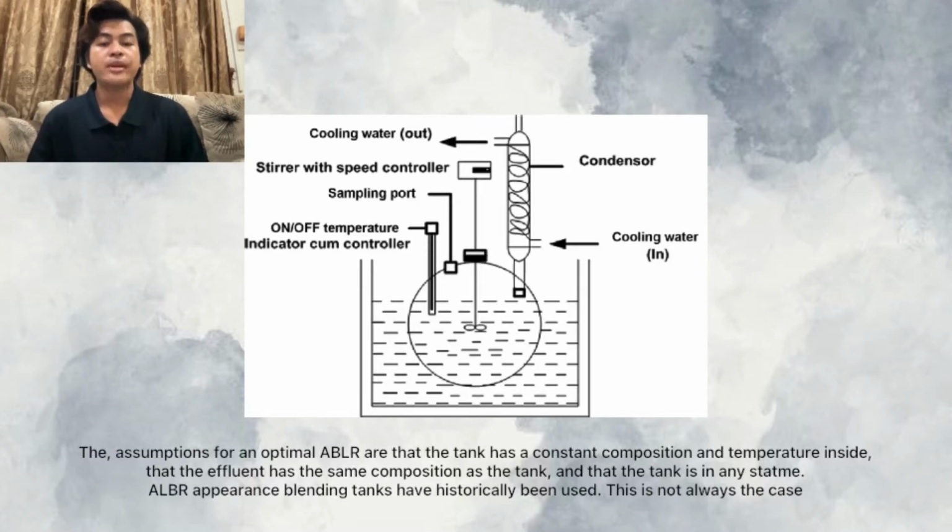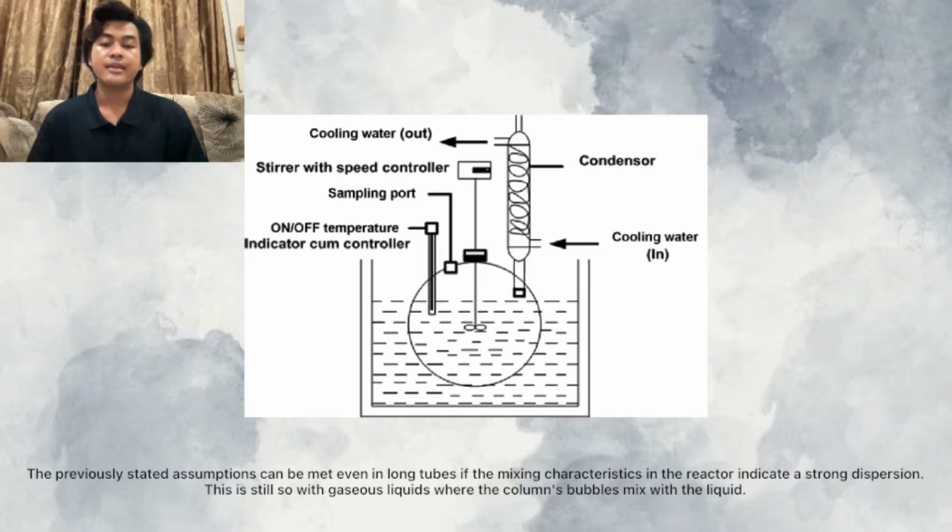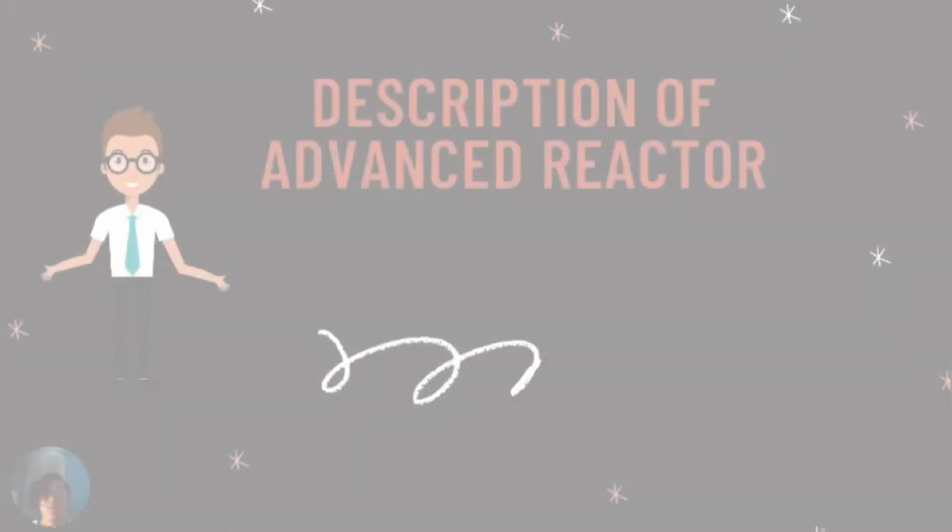ABLR appearance, stirred tanks have historically been used. This is not always the case. The previously stated assumptions can be met even in a long tube if the mixing characteristics in the reactor indicate strong dispersion. This is still so with a gas-liquid system where the column bubbles mix with the liquid.